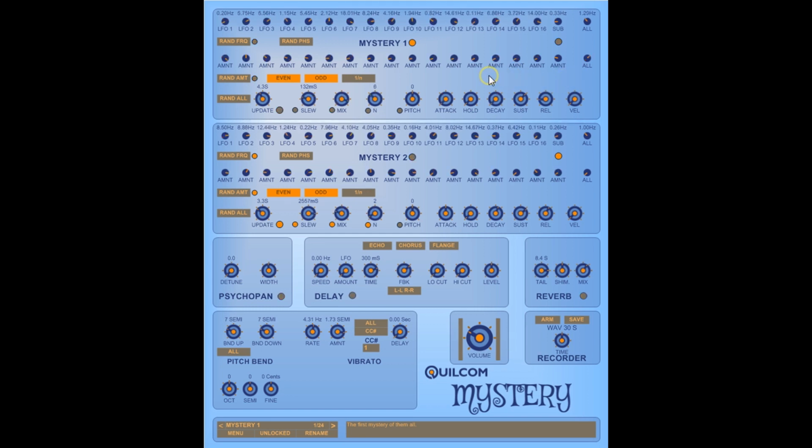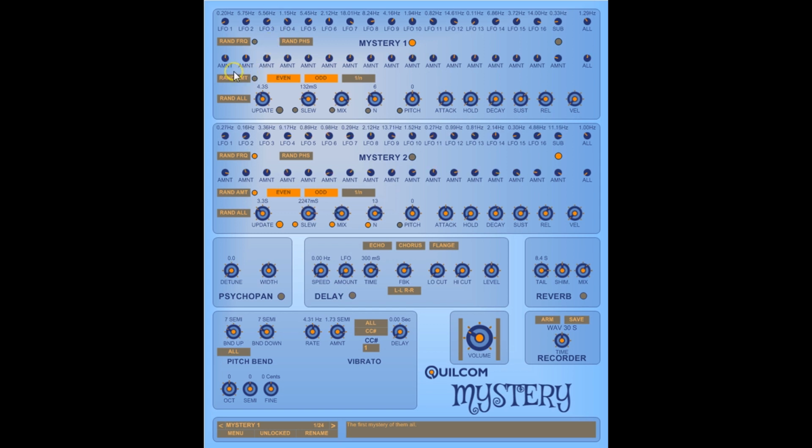So I'll go into the details now of the Mystery generators. I'll just focus on Mystery 1 because they're identical. So if you turn Mystery 2 off and you just have one Mystery, either one, the signal becomes mono, and I've turned all the effects off here so you can just listen to the behavior of the generator as I go through it.